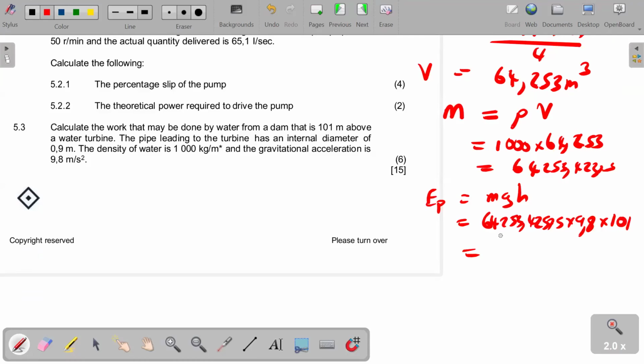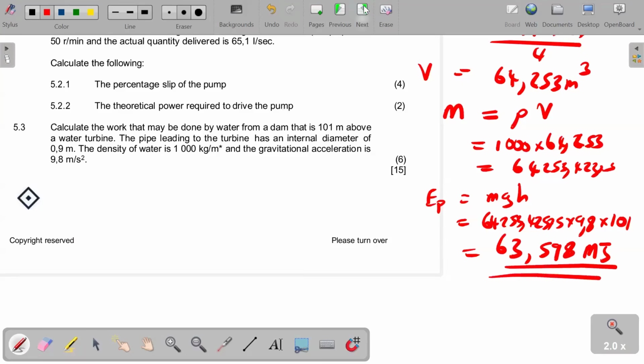63,598,038.83. That's the value we are seeing on the calculator, which if we just press the ENG button, it's going to give us 63.598 times 10 to the power of 6. That means it's megajoules. That marks the work done. Okay, so that's 5.3 for us there.